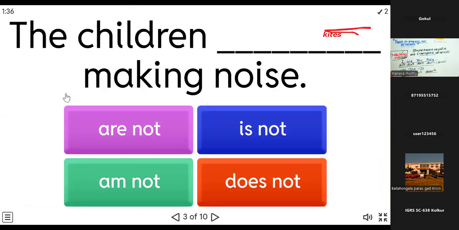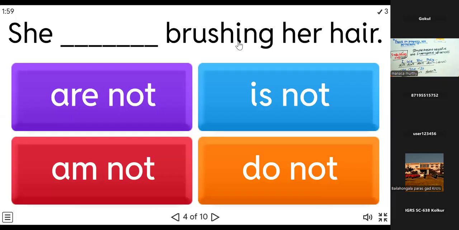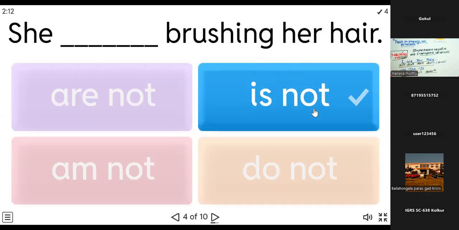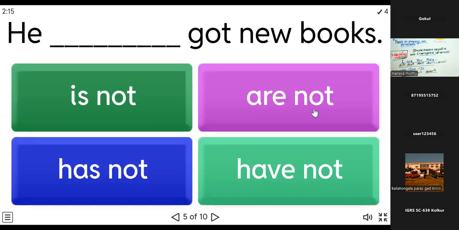The children dash making noise. The children are not, is not, am not, does not. A, it isn't. B, when it is in plural form, it is are not. She dash brushing her hair. Yes, exactly. Is not. When it comes to is, it is he, she, it for which we use is. Are is used for plural form, also for you.